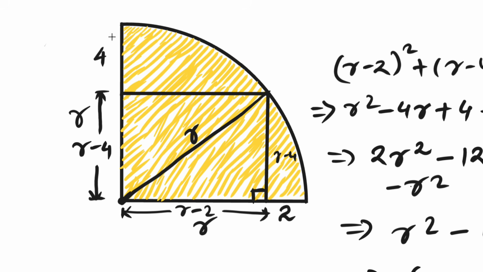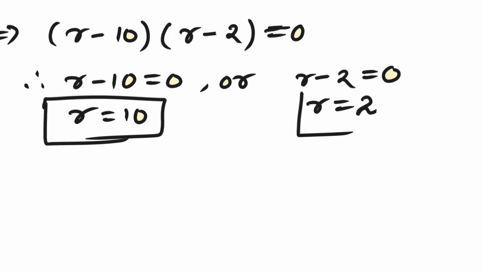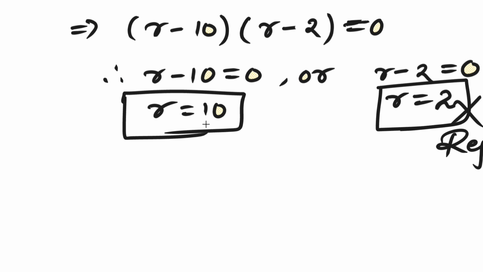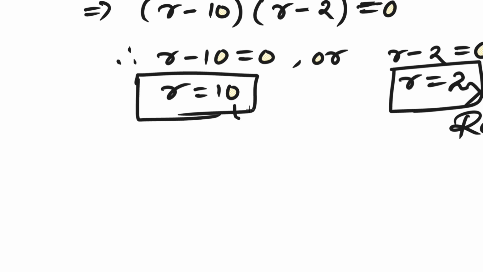Remember, the radius has to extend far enough to accommodate the 2-unit horizontal gap and the 4-unit vertical gap. In particular, because the vertical leg is r minus 4, the radius must be greater than 4. If r were 2, then r minus 4 would be negative 2, which cannot represent the required positive length of a side of this triangle. So r equals 2 is not physically possible for this diagram. Therefore, the only valid radius is r equals 10 units. And this is the key result we needed.